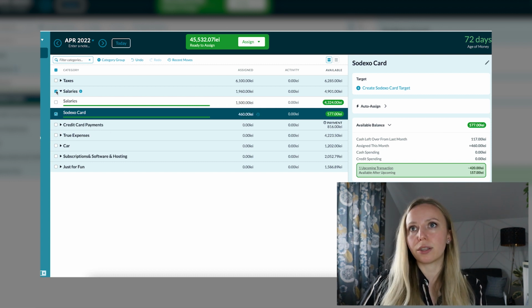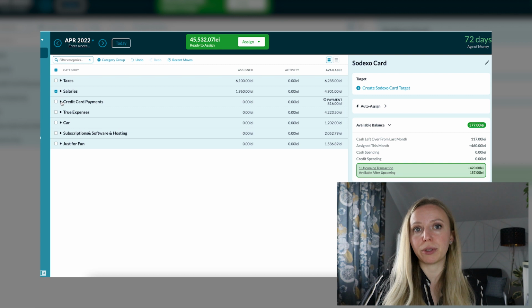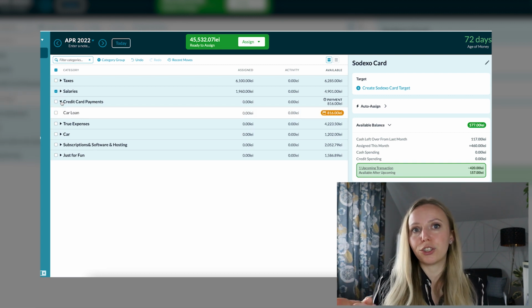Let's move on to the next category, which is credit card payments. I tried to change the name of this category, but it won't let me. I only have one debt, and that would be my car loan.